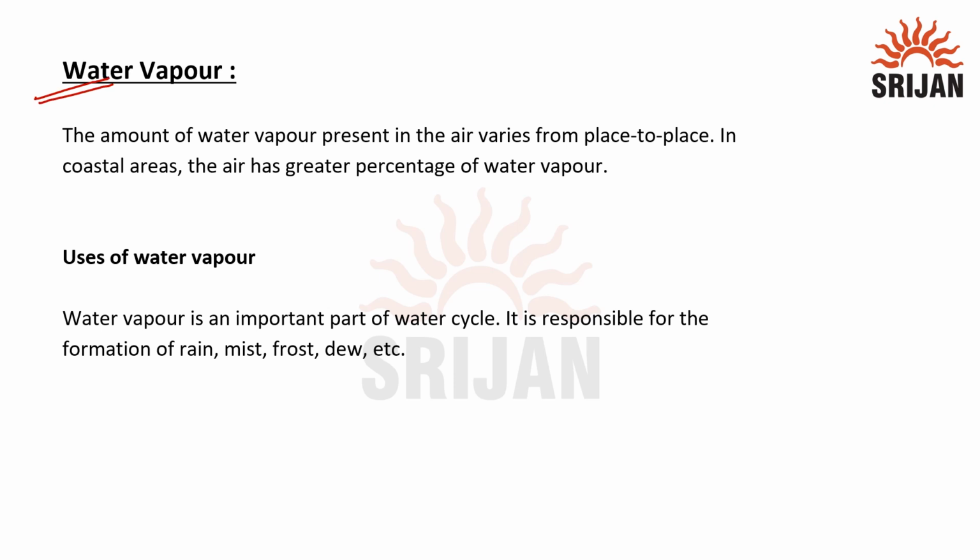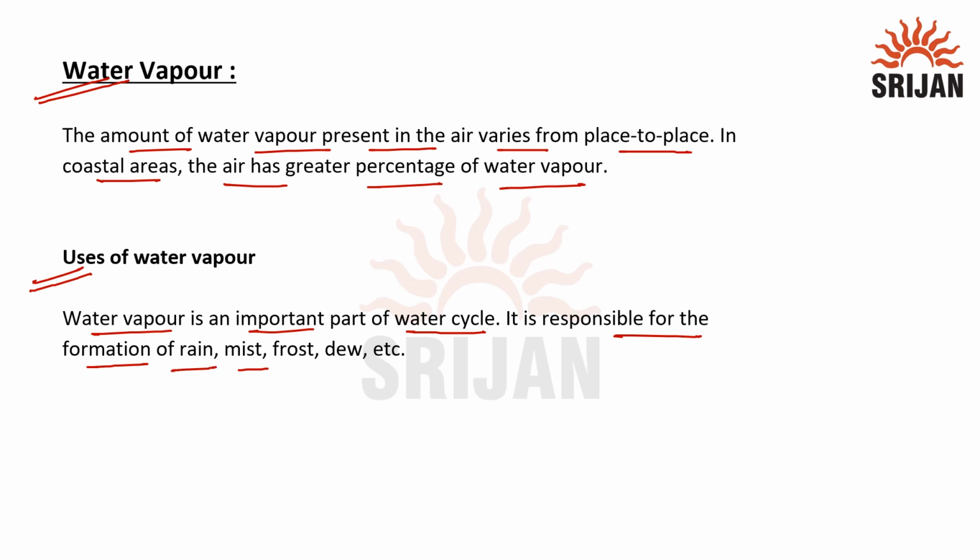Next is water vapor. The amount of water vapor present in air varies from place to place. In coastal areas, the air has a higher percentage of water vapor, whereas in desert areas, the amount of water vapor is less. Uses of water vapor. Water vapor is an important part of the water cycle and is responsible for formation of rain, mist, frost and dew.